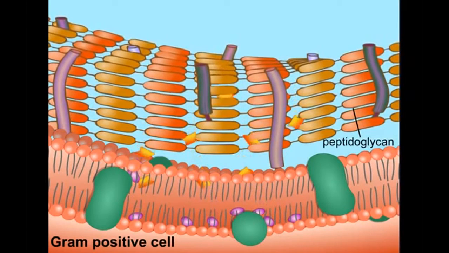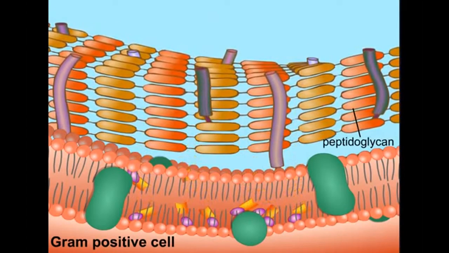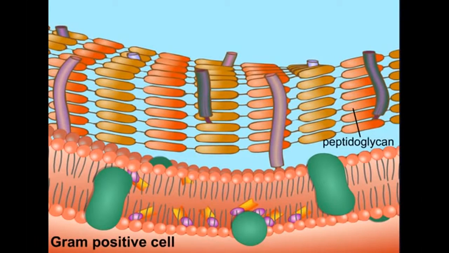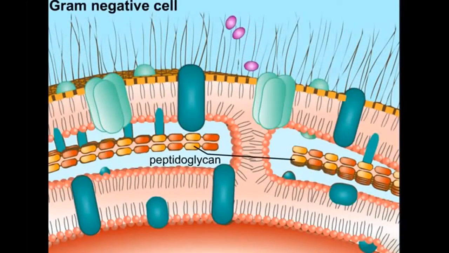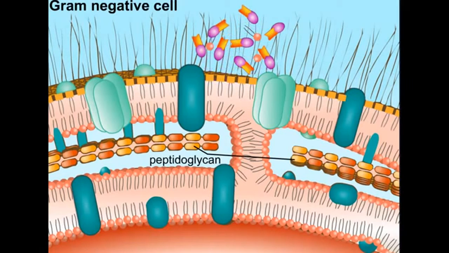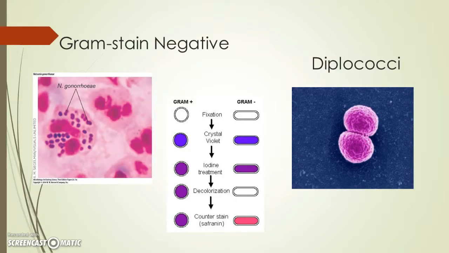The thick, dehydrated peptidoglycan layer of Gram-positive bacteria appears to be a permeability barrier, preventing the loss of the crystal violet iodine complex. In contrast, the peptidoglycan in Gram-negative bacteria is very thin and has large pores. Ethanol may extract lipids and increase the porosity, thus removing the crystal violet iodine complex. So when gonorrhea cells go through Gram staining, they will end up looking red.